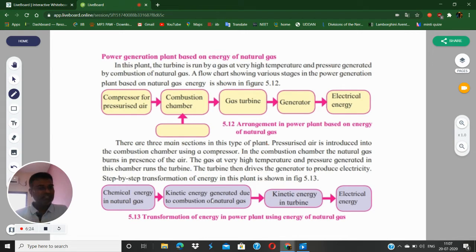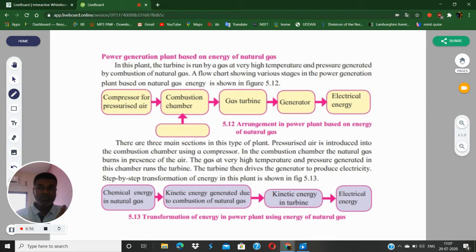Kinetic energy is generated due to the combustion of the natural gas in the combustion chamber. That kinetic energy drives the turbines, they rotate the turbines here. That mechanical energy is again converted into electric energy. It's very important. And this flow chart indicates the transformation of energy in a power plant using natural gas.